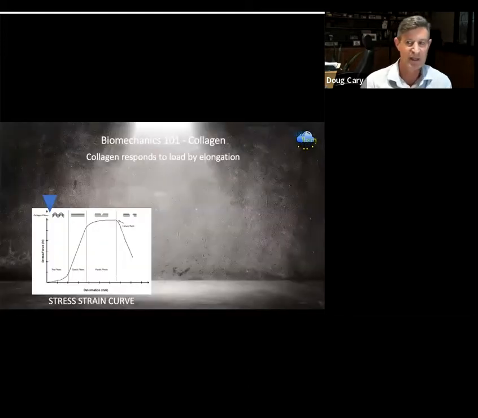And because we're looking at provocation of spinal tissues, that really leads us into a little short deviation into the biomechanics. So what we're looking at here is that biomechanics relates to tissues, and we're particularly interested in collagen.